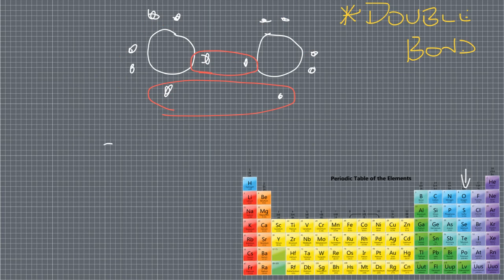This is then going to look like this. Oxygen with now 2 lines in between them, just like that. And then I'm going to fill in my extra electrons. So again, counting around each one, I can do 8. And the chemical formula for this would be O2.